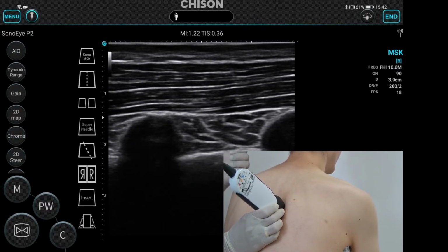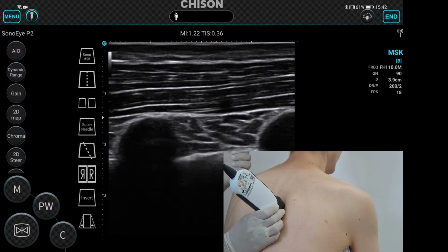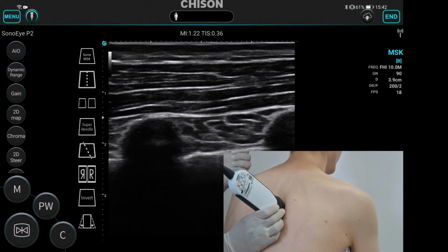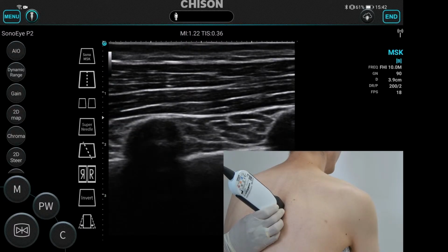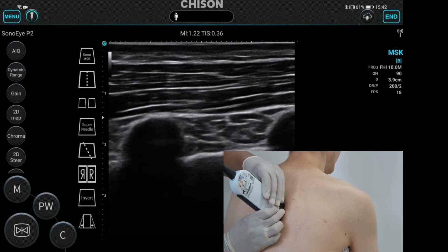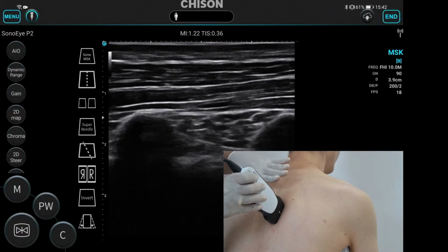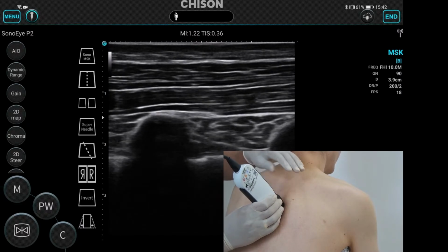First of all, we can see the ribs, and we can see two groups of muscles. One is trapezius and another one is rhomboid. Okay, so now when we are scanning for the ESP block, my probe orientation is longitudinal. This is the cranial side, this is the caudal side, the orientation marker.